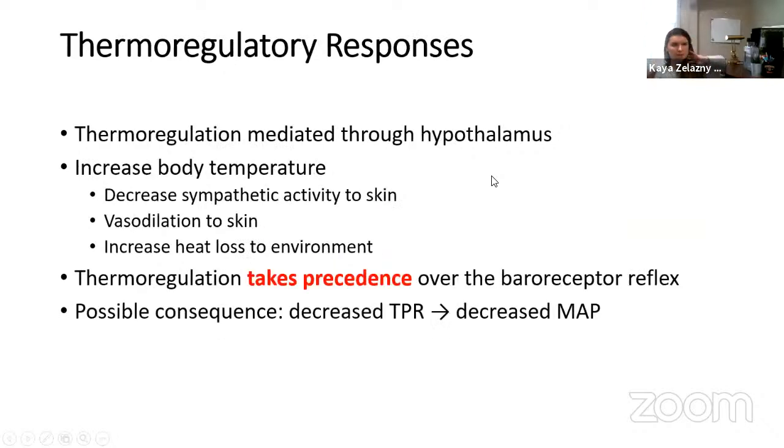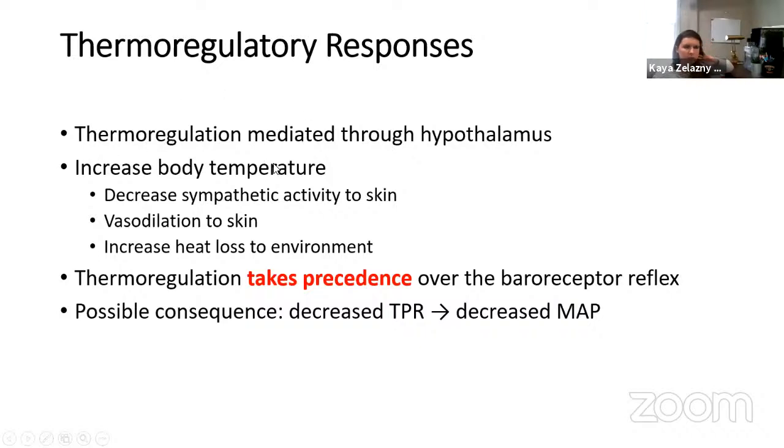Okay. Also neat, thermoregulatory responses. So thermoregulation, right, is control of body temperature. This is really relevant to our lives all the time. Thermoregulation actually takes precedence over the baroreceptor reflex, so over these blood pressure concerns, in terms of your body's hierarchy of what variables about the body need to be under strict control. So your body cares more that you are the right temperature than that you have the exact right blood pressure.